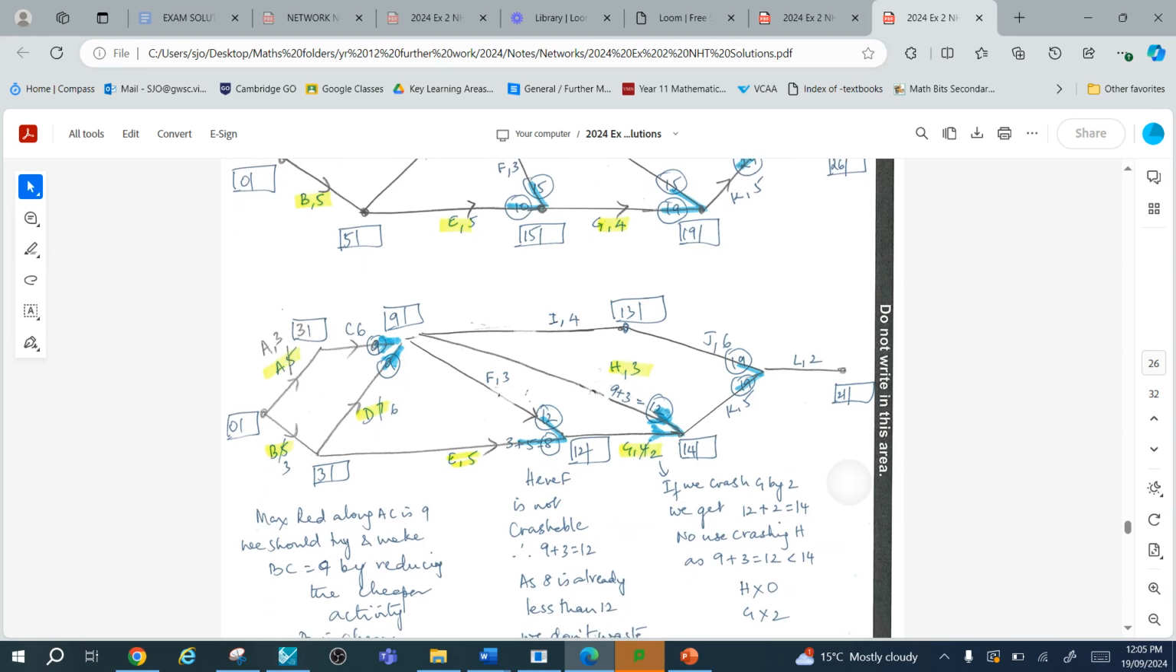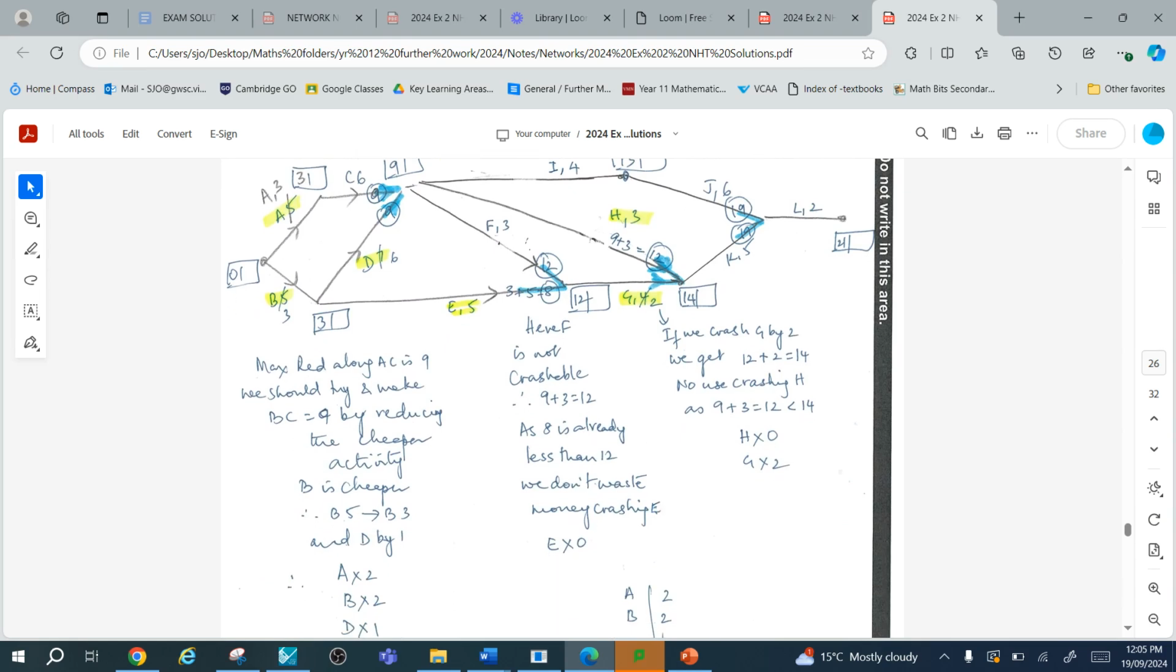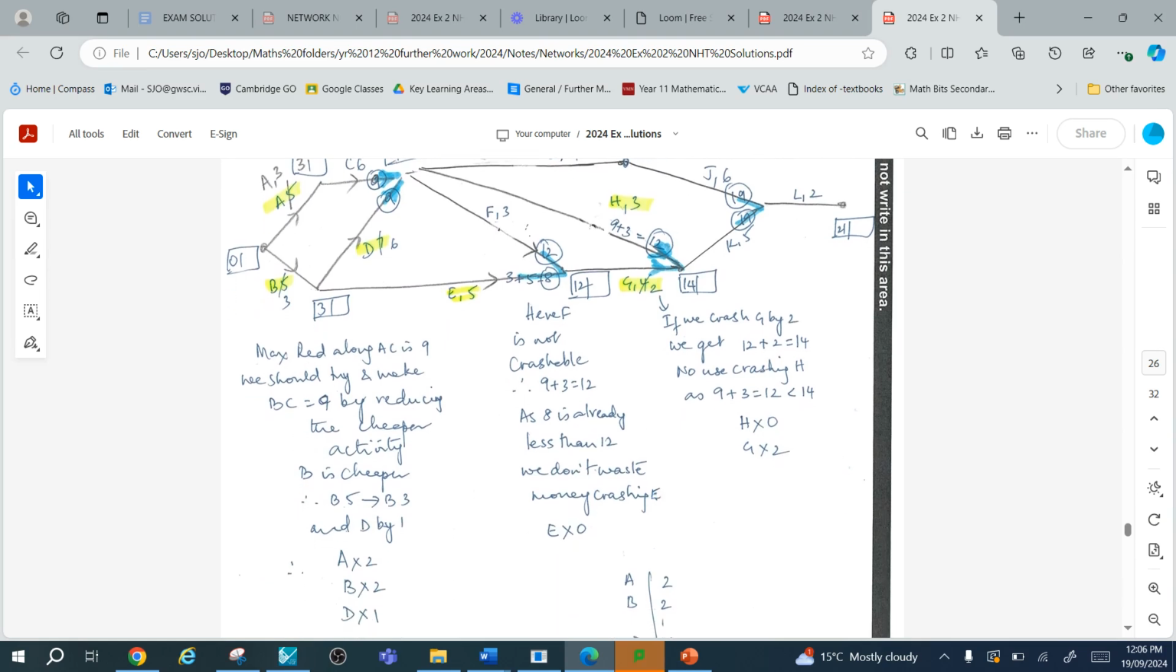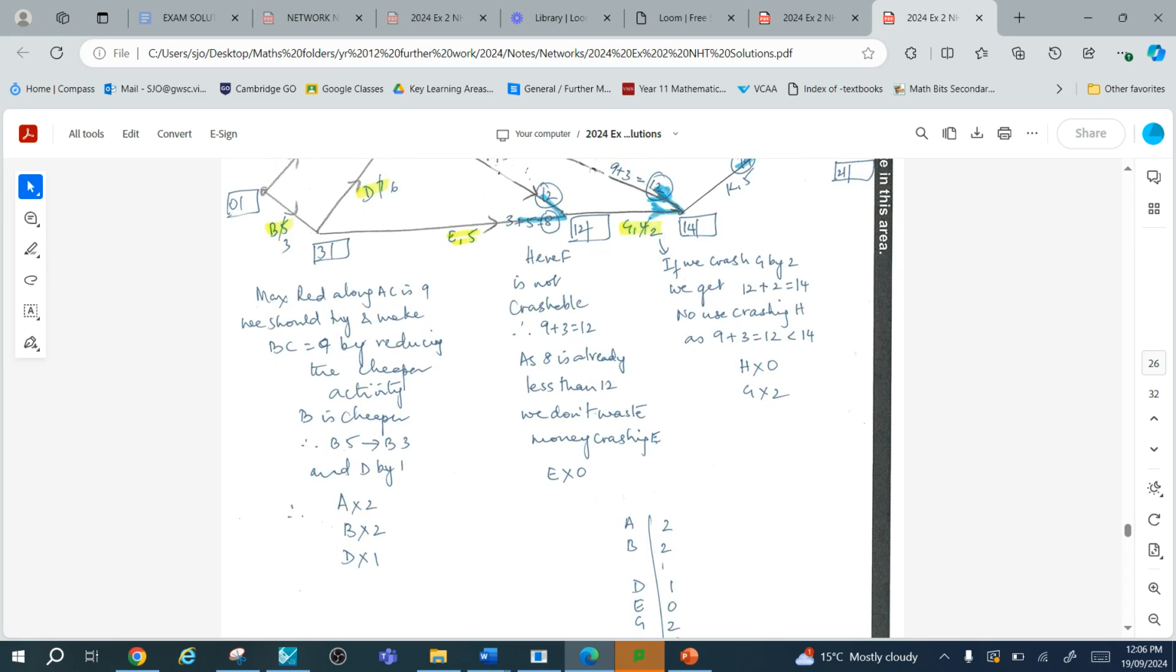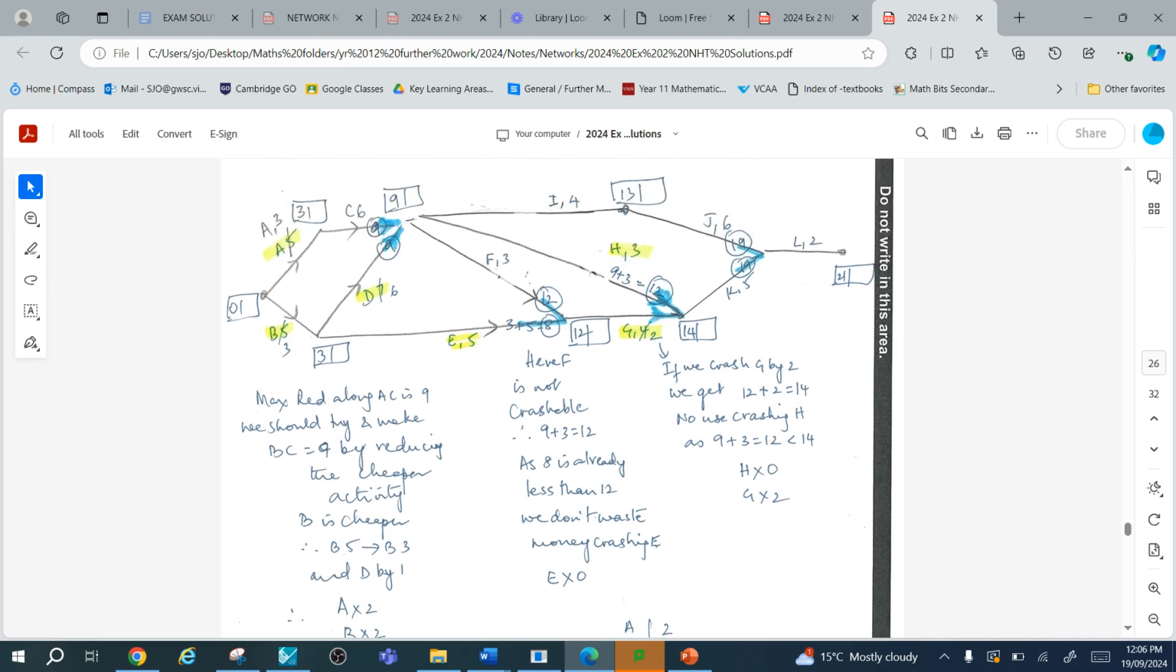And I can clearly see over here, I have actually laid down the logic from choice to choice. These are the 3 places I made choices, and I've explained clearly over here as to why I chose. And then when I record all the crashings that I did, it's A by 2, B by 2, D by 1, E by 0, H by 0, and G by 2. This method is a lot simpler than recording the paths and is more analytical and easier to think.